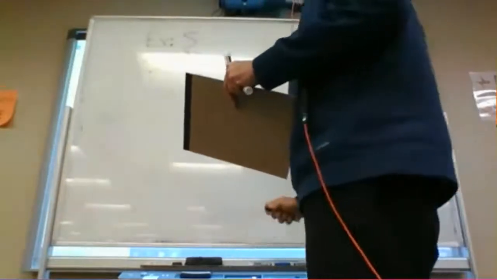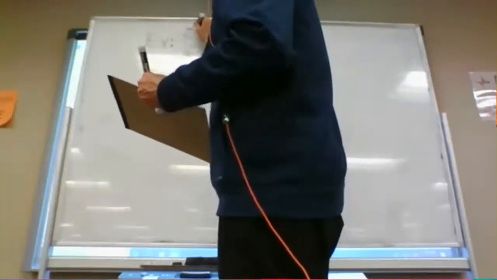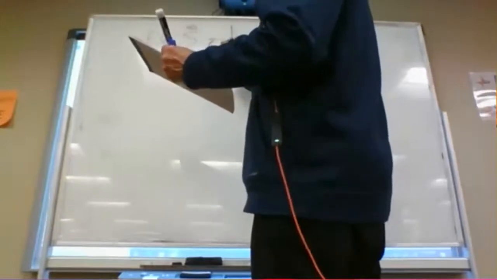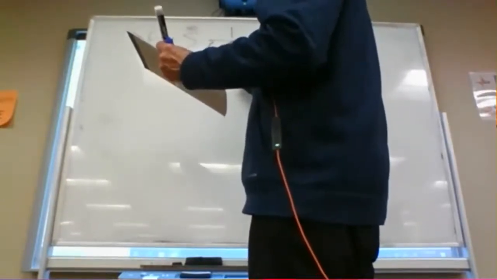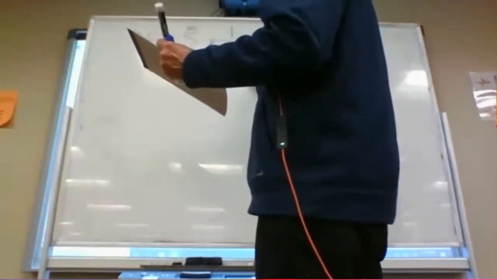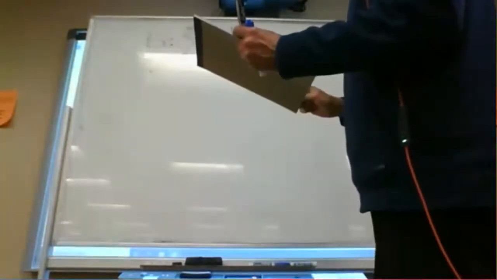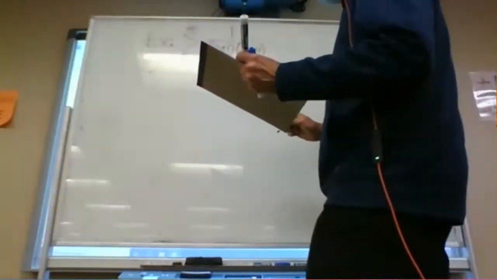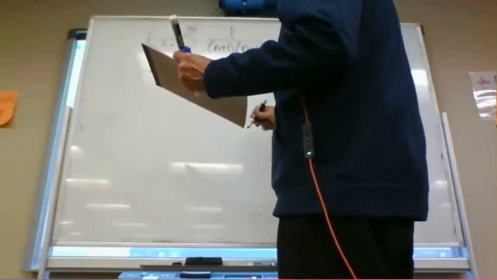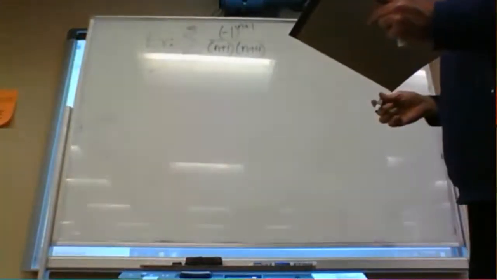Suppose I have the sum, let's try this one, the sum from n equals 1 to infinity of 1 over (n plus 1)(n plus 4), times minus 1 to the n plus 1. So that's an alternating series then, right?